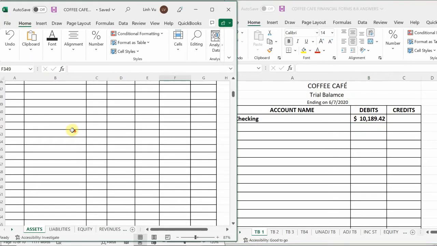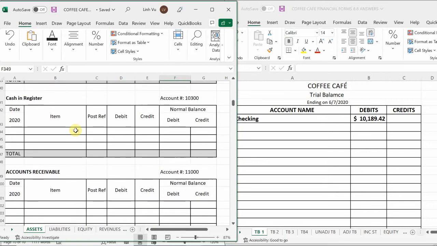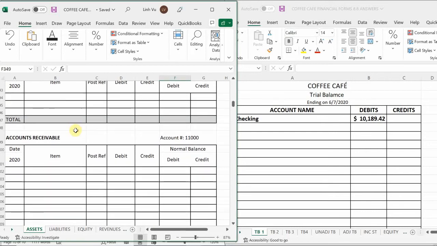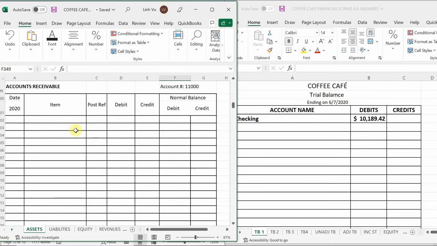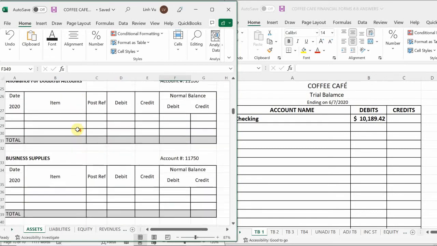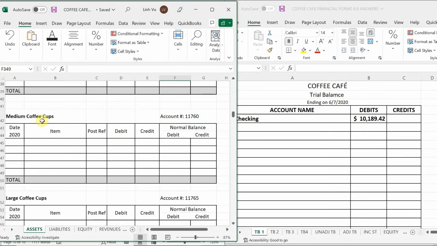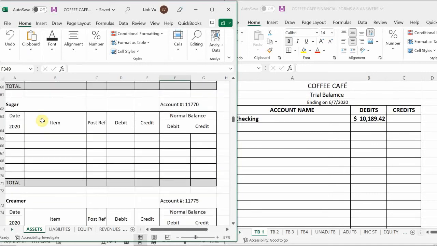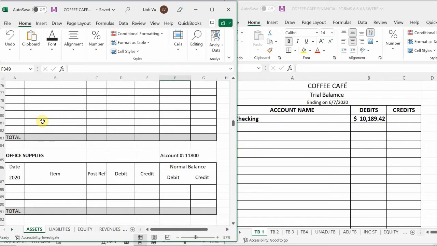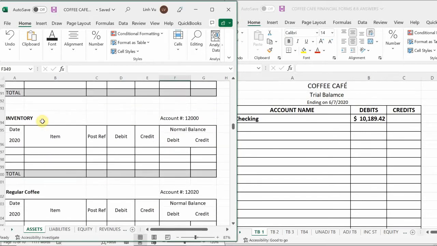Okay. Let's see what account is next. I have nothing in my petty cash. I have nothing in my cash register. I have nothing in my accounts receivable because I haven't opened up my store yet. So in this case, I haven't sold anything to anybody yet. What about business supplies? Nothing there yet, right? We haven't bought any medium cups, any large cups. We haven't bought any sugar or creamer, so nothing there. Office supplies, nothing there.